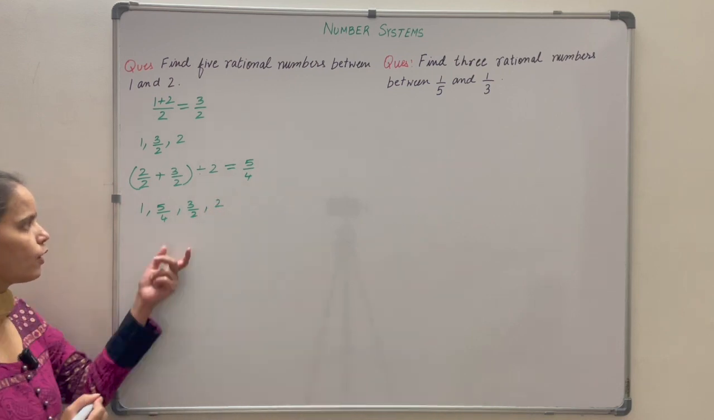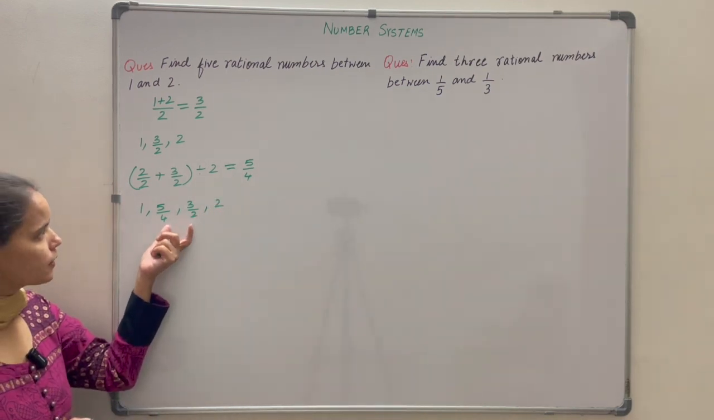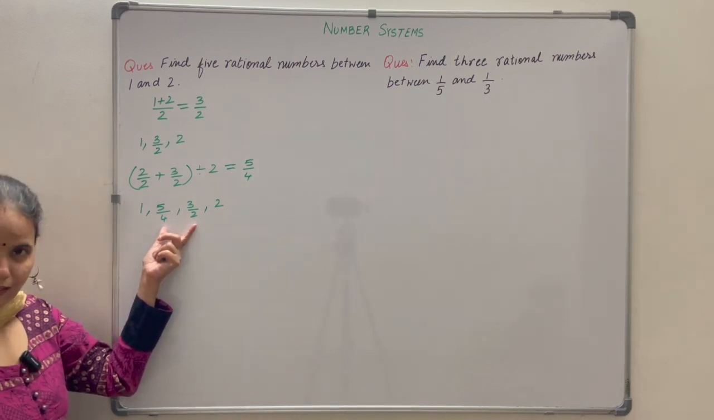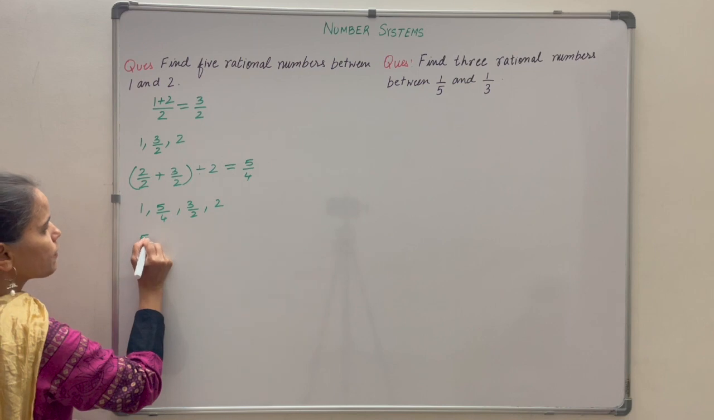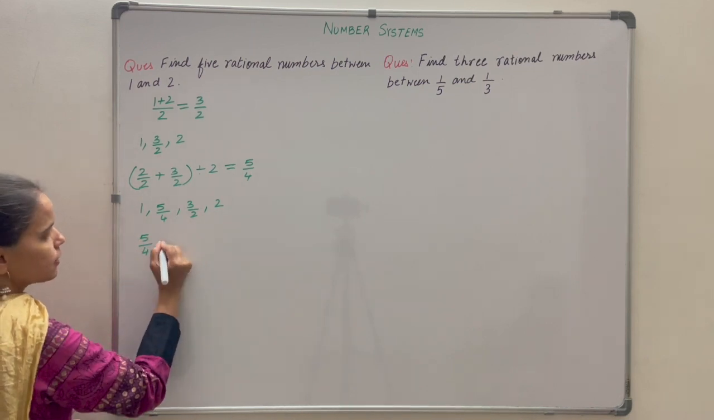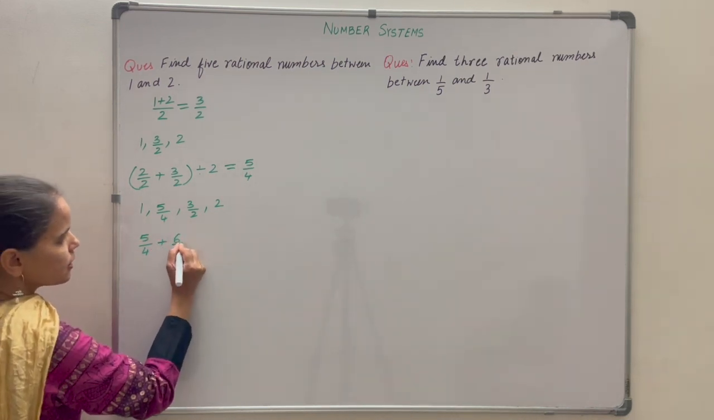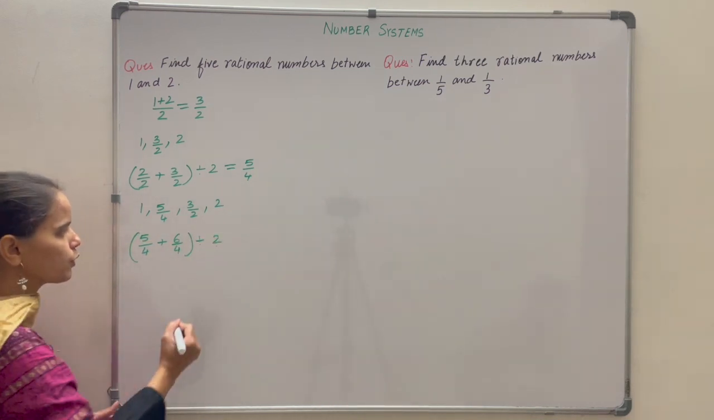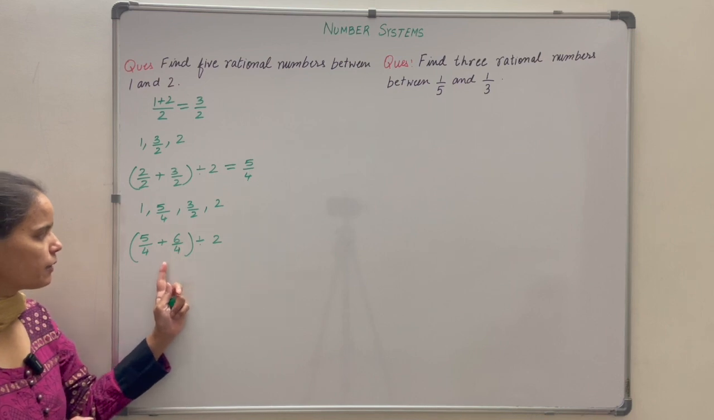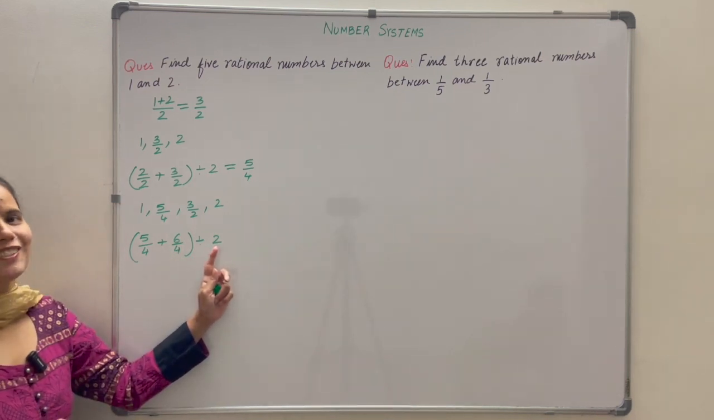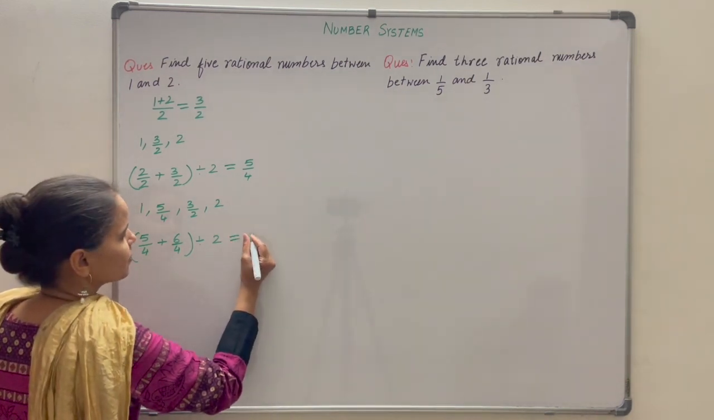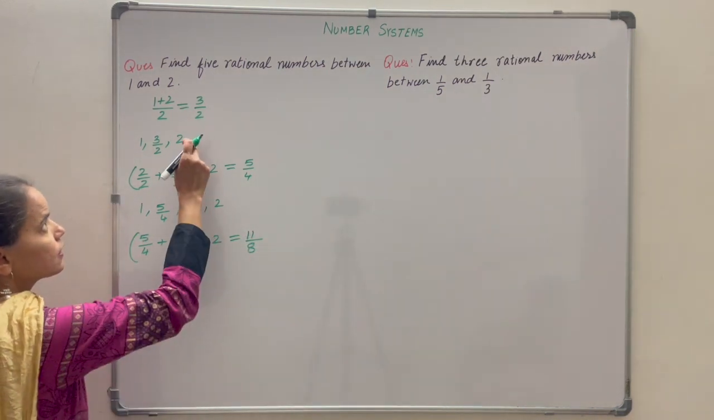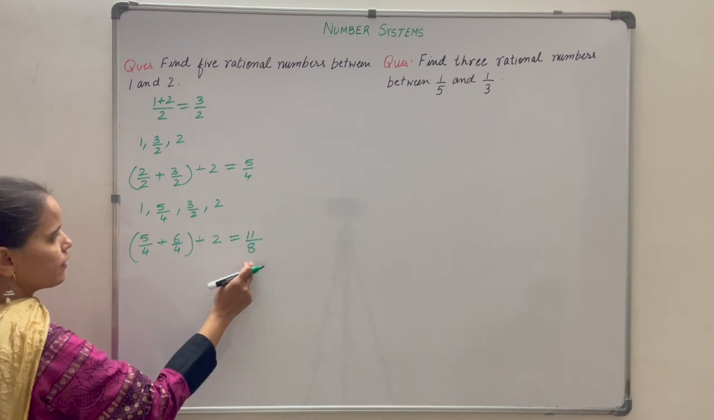You can see you have got two numbers now. Let us add these two numbers and divide by 2, so we will get the number which lies exactly between them. 5 by 4 I am going to write as it is. 3 by 2 I am going to write as 6 by 4, divided by 2. So what do you get here? 6 plus 5 is 11. 11 by 4 divided by 2 gives you 11 by 8. So you got three numbers between 1 and 2: 3 by 2, 5 by 4 and 11 by 8.